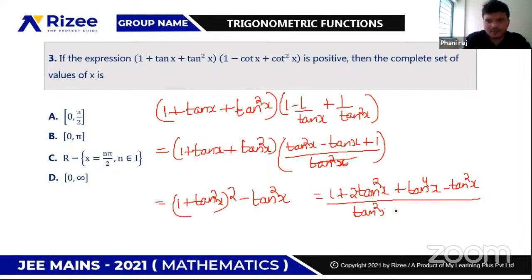This is same as 1 plus tan power 4 x plus tan square x by tan square x. This is always positive, a square of a real number, always positive, a positive number. This expression is always positive provided tan x is defined. If tan x is infinity, you cannot do anything. So tan x cannot be infinity. That means exactly at x equal to n pi by 2, it fails. Everywhere else, it's positive, always.